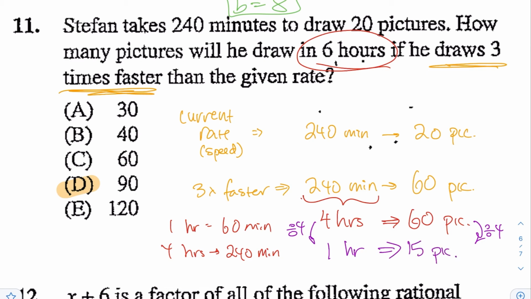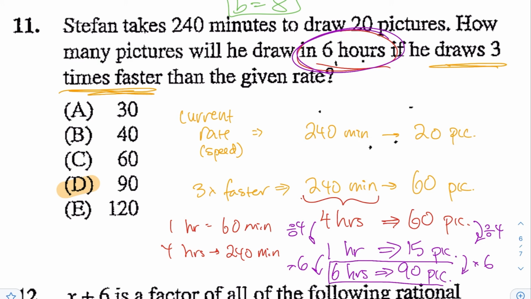And you want to figure out how many you can draw in 6 hours. So if you multiply by 6, 6 hours will give you 15 times 6, or 90 pictures. And that's choice D.